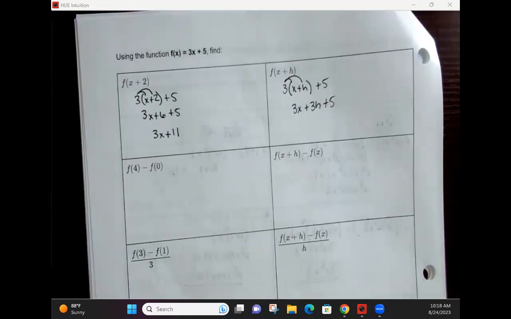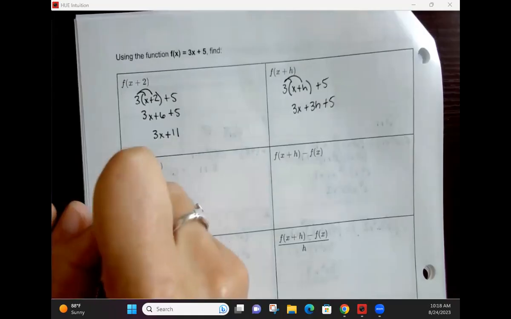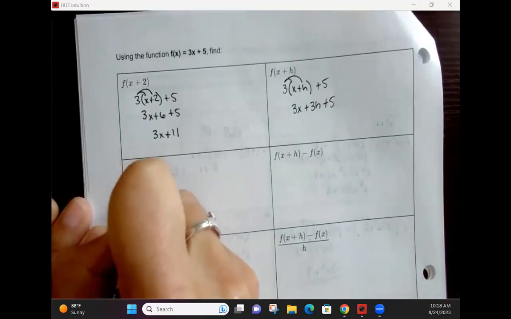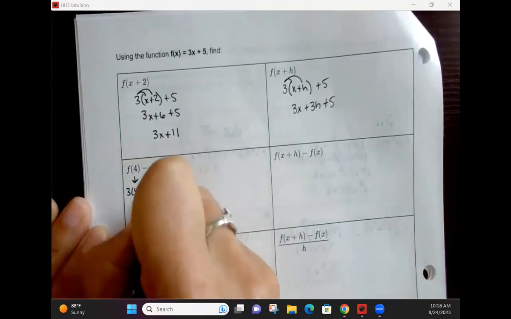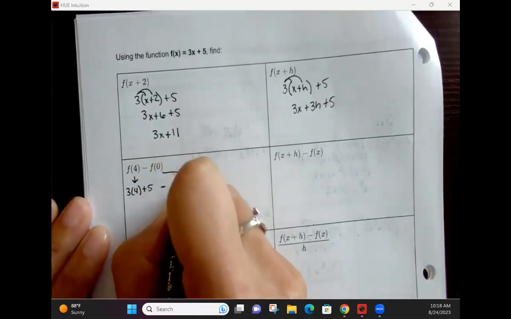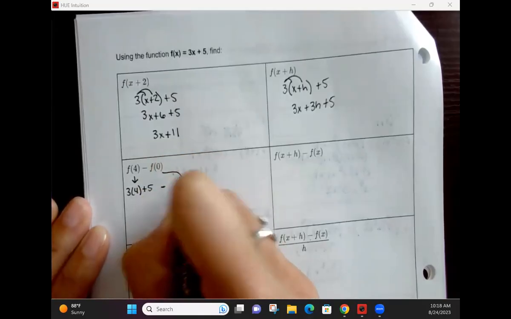For our next problem, we saw something kind of like this on our first quiz where I asked you to evaluate for different values and then subtract those values. And I think we even did like 3 f of 2 minus 4 g of something. So similar to that idea, I'm going to find f of 4. So that would be 3 times 4 plus 5. And then I'm going to subtract f of 0, which would be 3 times 0 plus 5.